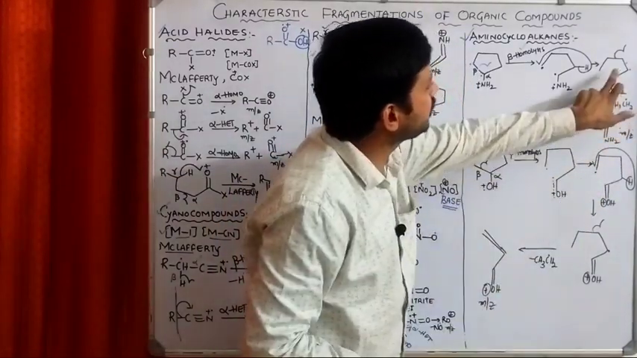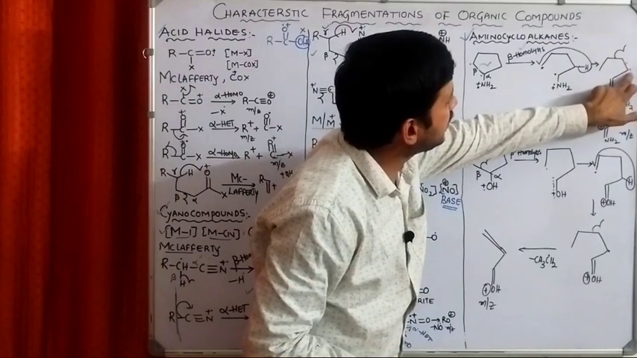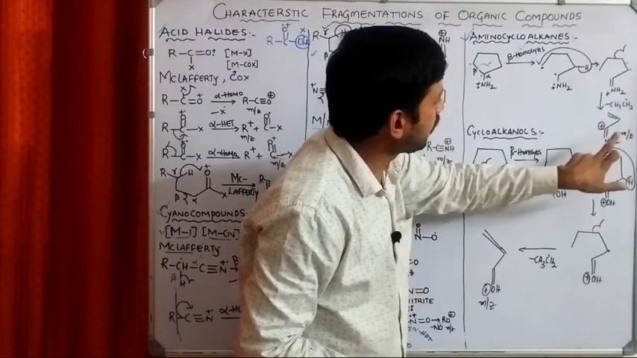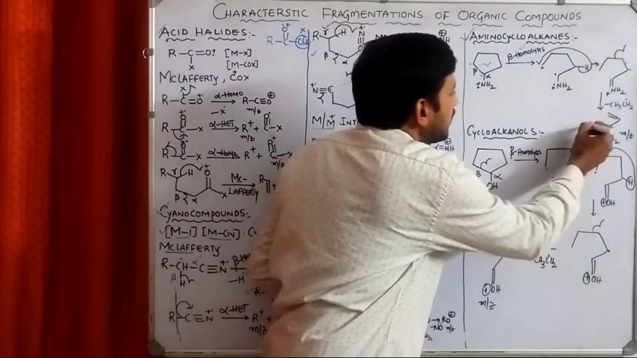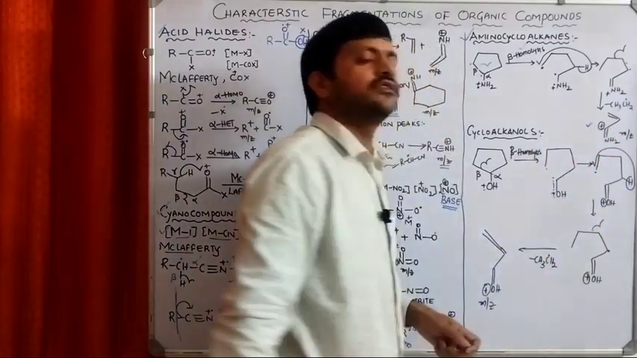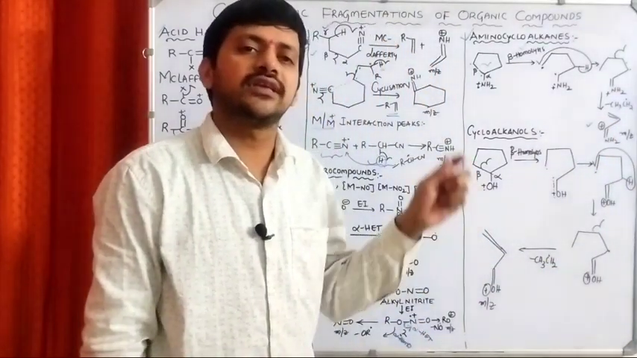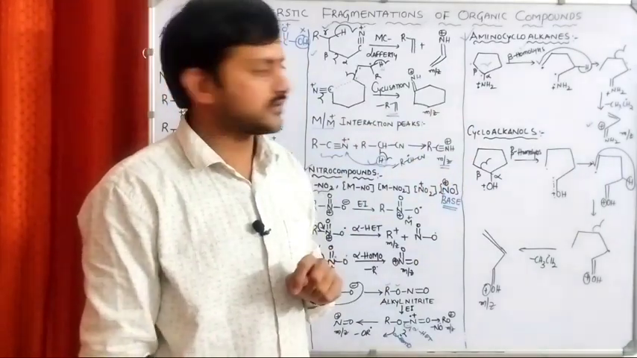So we are coming up with what? A radical here. This radical and this radical can form a pi bond. So pi bond, and this is one of the major peaks which we are going to observe in case of the amino cycloalkanes.